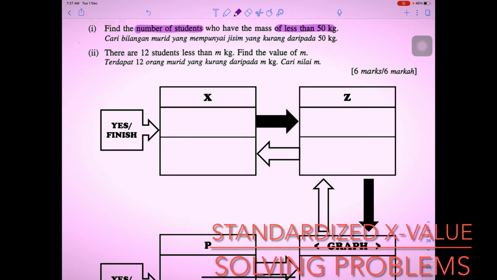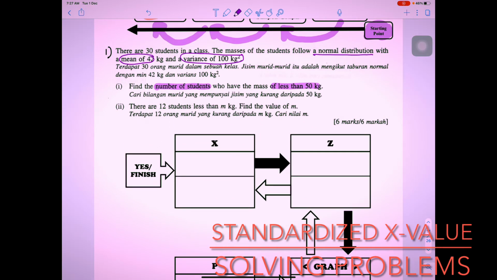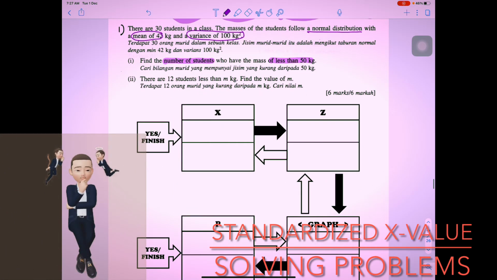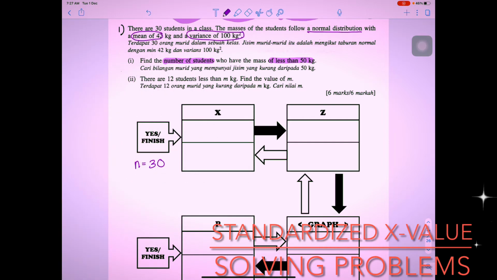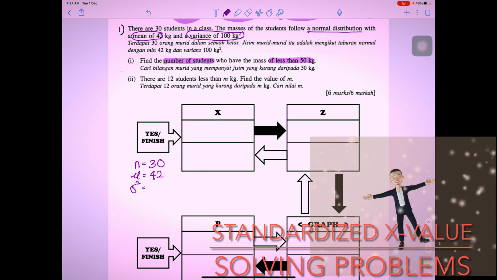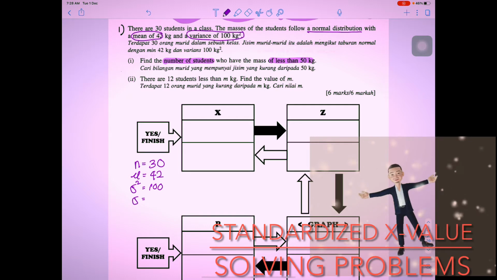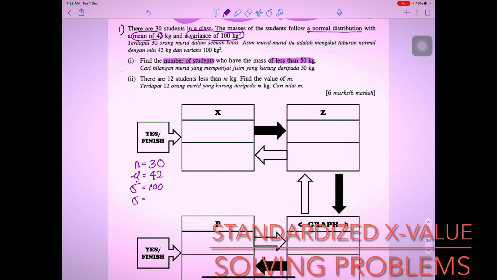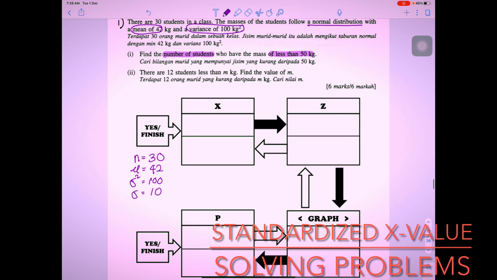From the question, let's collect the information first. It is given that there are 30 students, so n equals 30, the mean mu equals 42 kilogram, the variance equals 100 kilogram squared, and the standard deviation is the square root of 100, which equals 10. So all of this we can convert to the parameters: mu is 42 and the variance is 10 squared.